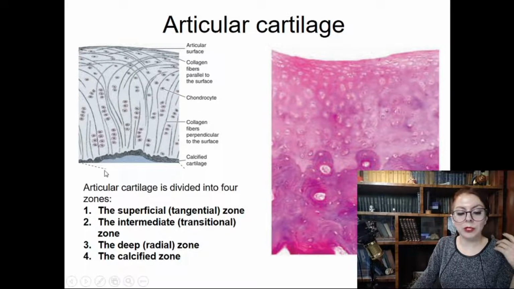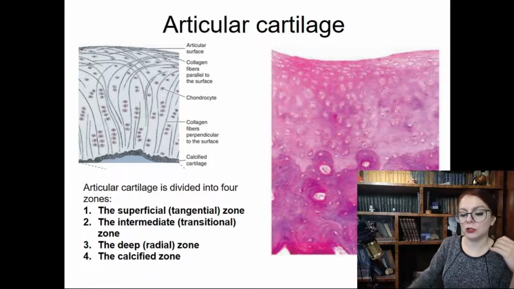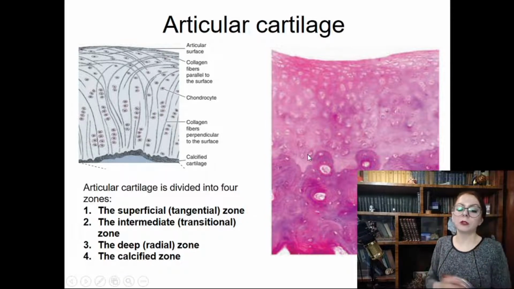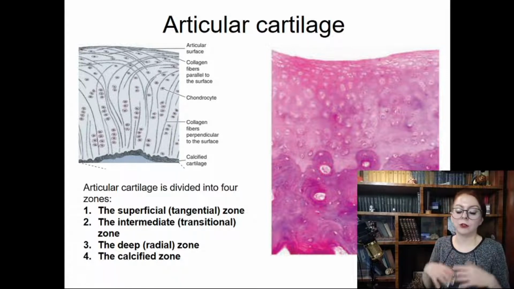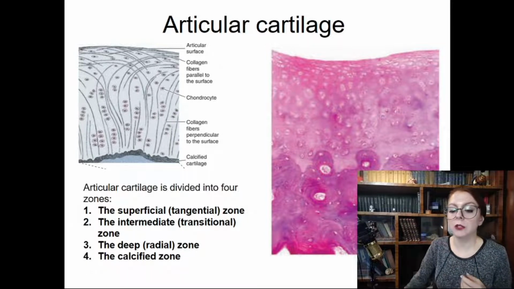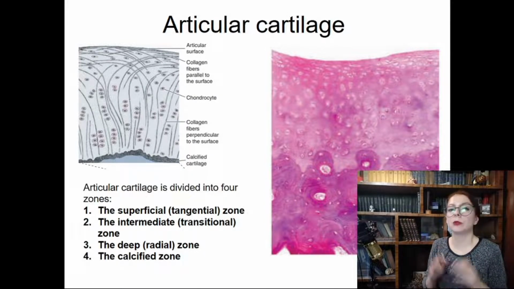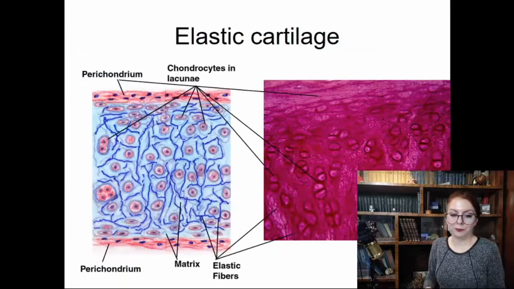And the last zone is the calcified zone. The calcified zone is located on the border with the bone tissue. And here the tidemark helps us to distinguish easily the border between the bone and the cartilage. Here chondrocytes undergo interstitial growth, they divide, and by division they provide the growth of the cartilage, and in this way a slow regeneration process takes place, but very, very slow. Usually along with the regeneration, cartilage is replaced with scar tissue.